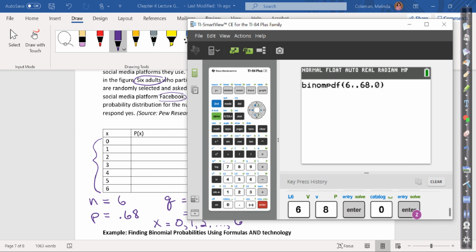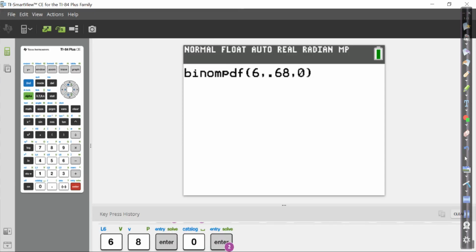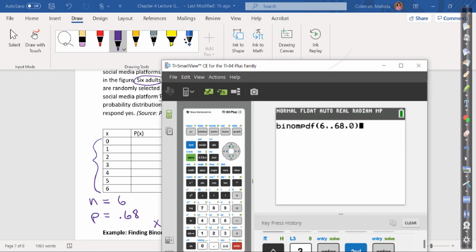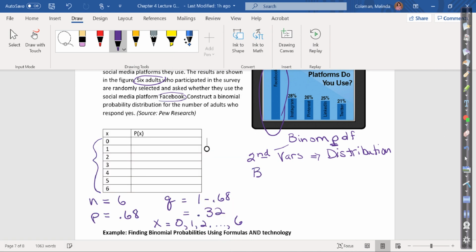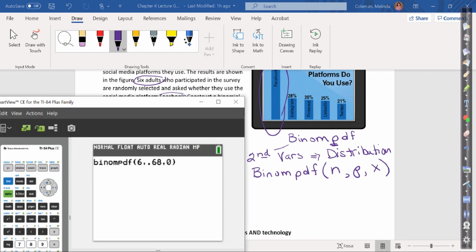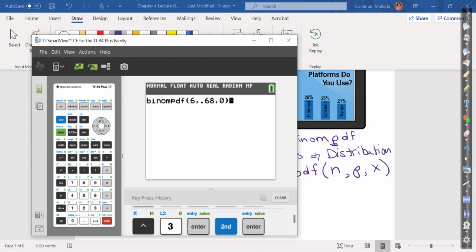And again, if you have an older calculator, it's going to look like this to begin with. So it's binomial PDF. When you hit binomial PDF, you're going to hit the N value, the P value, and then the X value. So hit enter here, and it'll tell me my answer to this one, which is 0.001073.